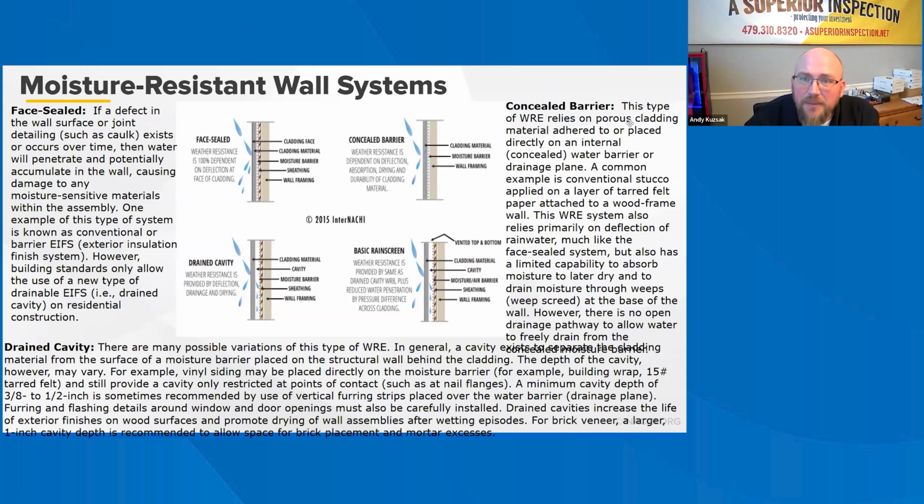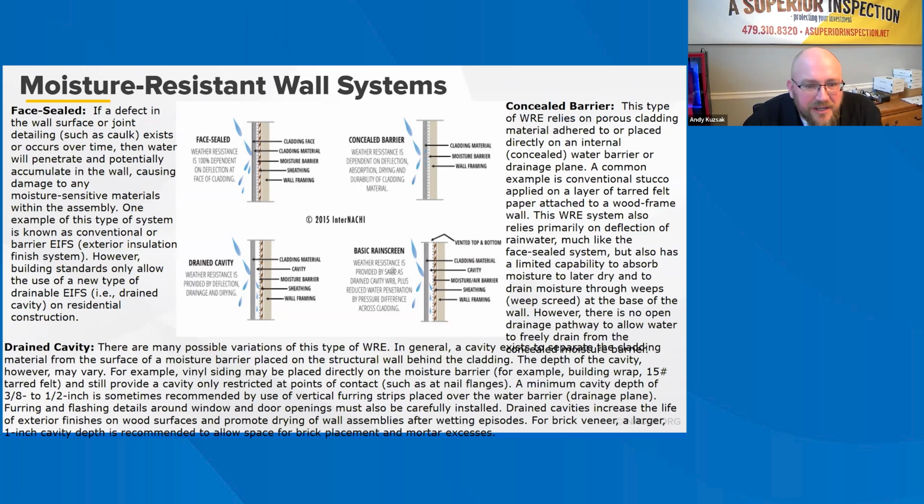Concealed barrier. This type of WRE relies on porous cladding material adhered to or placed directly on an internal concealed water barrier or drainage plane. A common example is conventional stucco. This WRE system also relies primarily on deflection of rainwater, much like the face seal system, but also has a limited capability to absorb moisture, to later dry and to drain moisture through weeps or the weep screed at the base of the wall. However, there is no open drainage pathway to allow water to freely drain from the concealed moisture barrier.